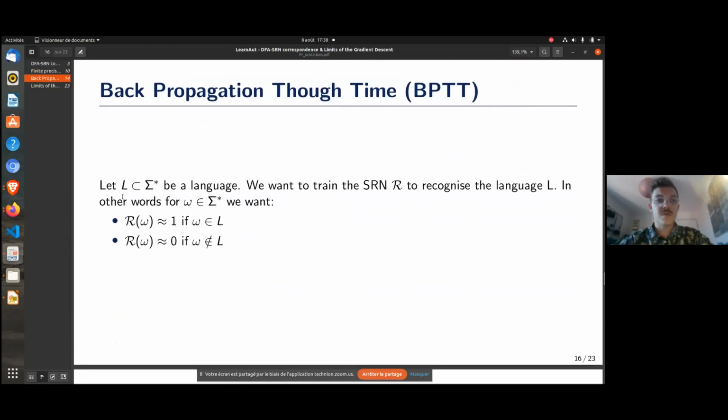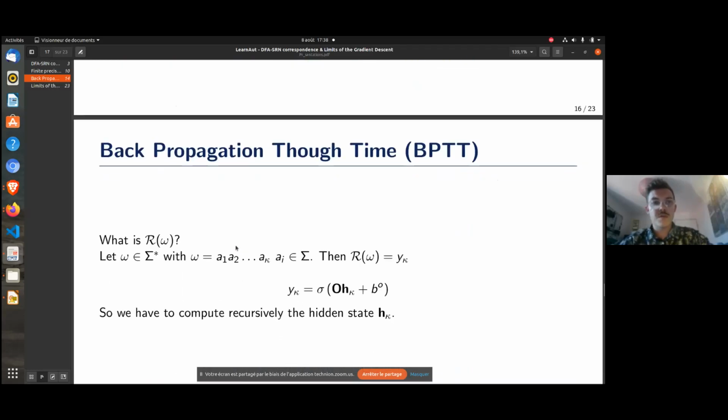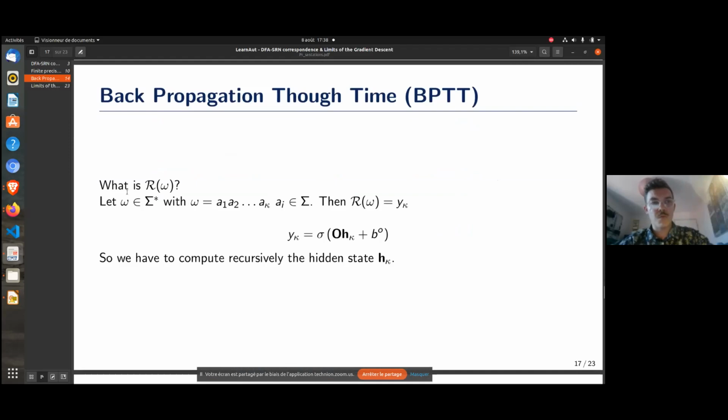So we set a language, and we want to train our simple recurrent network R to recognize the language, in the sense that if we have a word, we would like to have the response close to 1 if the word is in the language, and close to 0 if it's not. And what we mean by the response is that if we have a word of length kappa, then the response is the output y kappa, and y kappa is computed by this.